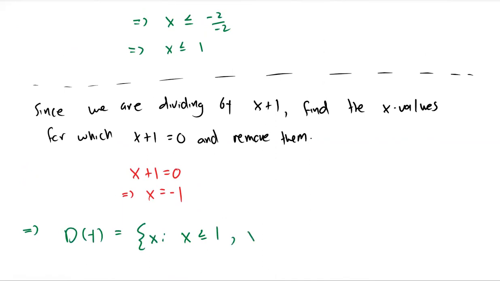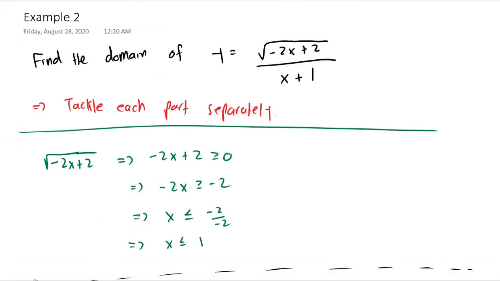And also, x cannot be, so you can write x or use commas. And x is not equal to negative 1, because that's what makes the denominator equal to 0, and we can't have that. And that's how you find the domain. So even if you have an expression that's a little bit complicated, like where you have combinations of square roots and dividing by expressions of x, just tackle each one separately and then make sure that your domain takes care of each part. So it's as simple as that.